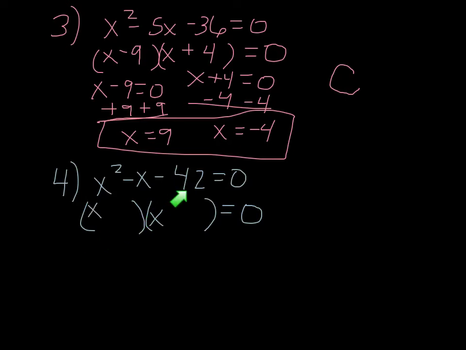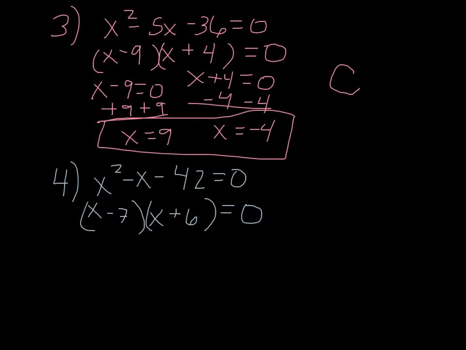Then I think about how to multiply to get negative 42, but add to get negative x. So the 2 numbers I come up with are negative 7 and positive 6. I check myself. X times x gives me x squared. The outside terms give me positive 6x. The inside terms give me negative 7x. So negative 7x plus 6x gives me negative x. Negative 7 times positive 6 gives me negative 42. So I have the correct factorization.